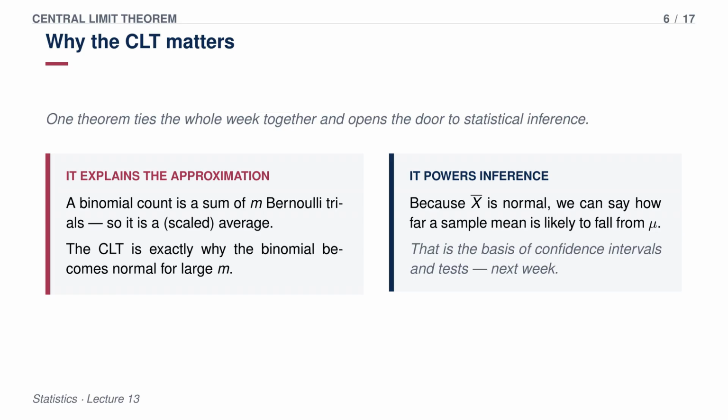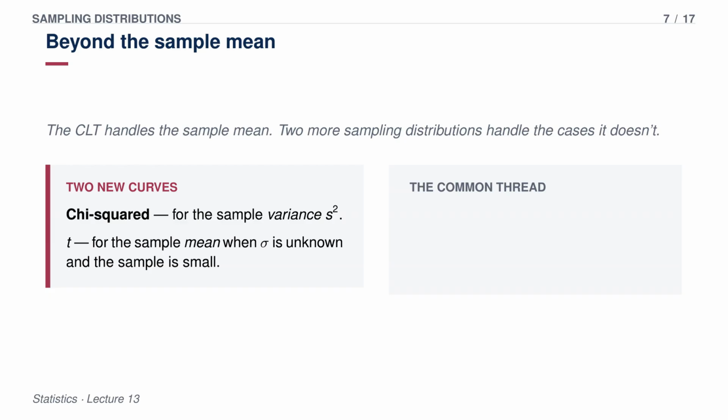Because x bar is normal, we can say how far a sample mean is likely to land from the true mu. That's the foundation of confidence intervals and hypothesis tests, which is exactly where we go next week. Okay, the CLT handles the sample mean, but not every question is about a mean. Sometimes you care about the spread of your data, or you have a tiny sample and don't know sigma. So we need two more curves.